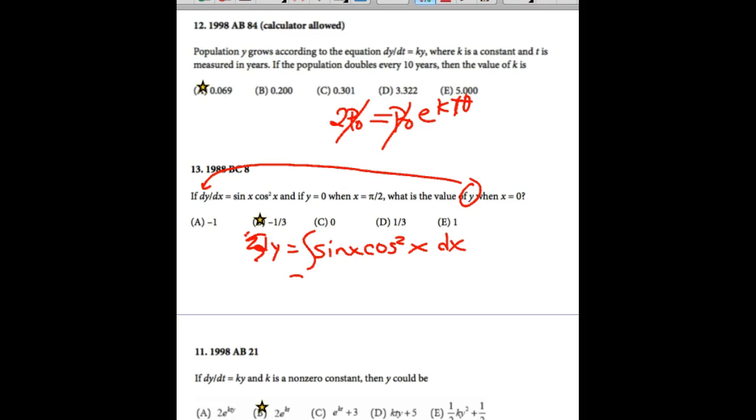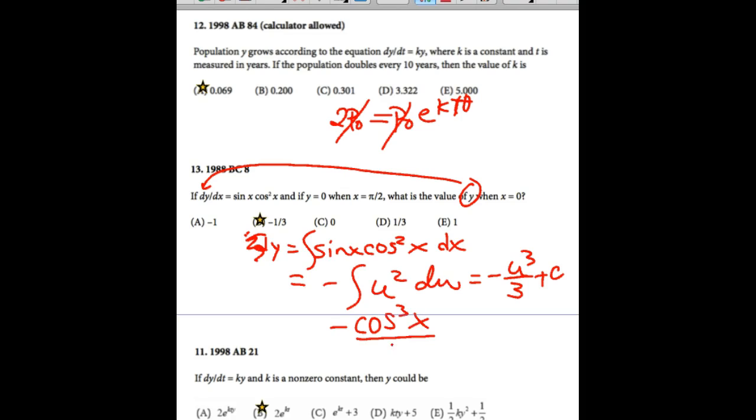We should be able to do that in our head. This is u squared. What's du? Negative. So I've got a negative fraction correction, and I'm ready to go. That would be negative u cubed over 3, right? Plus C. So that's a negative. I'm going to go back to u. Who was u again? Cosine. So that's cosine cubed x over 3 plus C. How do I get C?